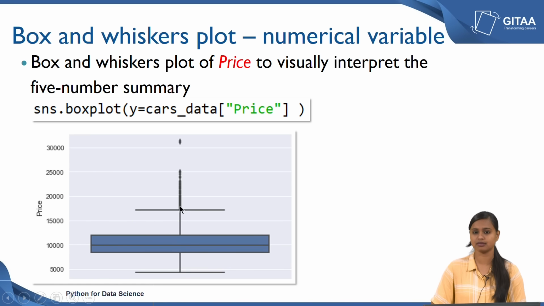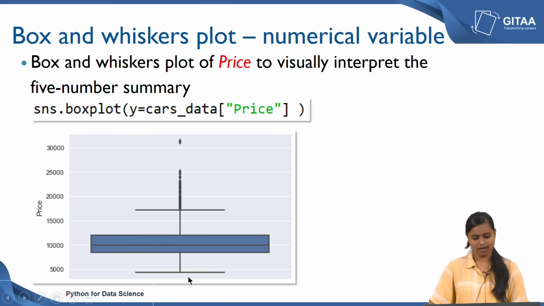If you have points above the upper whisker, then you can say that these are outliers or extreme values, where the values are more than 1.5 times your Q3. The Q3 is around 12,000, so these values are beyond 1.5 times Q3, which is why they are called extreme values. They are not within the range of the price.